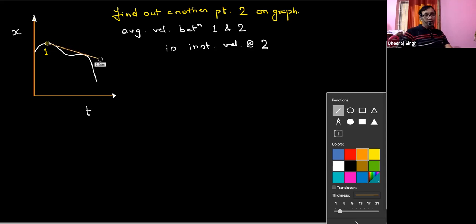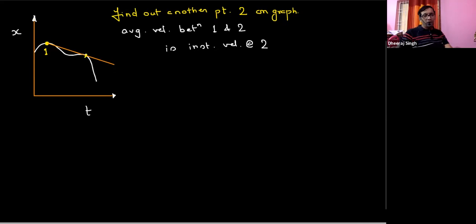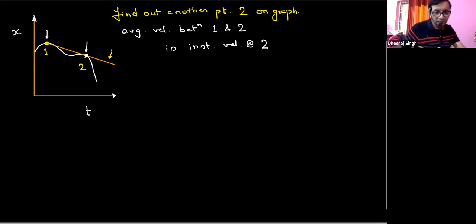So, if I take the second point in such a manner that at that point the chord is tangent, so the slope of this line is what? Instantaneous velocity at point number 2, because it is tangent at 2. This is also the average velocity between 1 and 2, because this is the chord between 1 and 2. Fine. So you need to draw a tangent from point 1 to whichever point the tangent could be drawn. So if it is tangent, the slope of that line is the instantaneous velocity at point 2, and the slope of that line is also the average velocity between 1 and 2. Clear? I hope clear. Hariharan, is it clear?